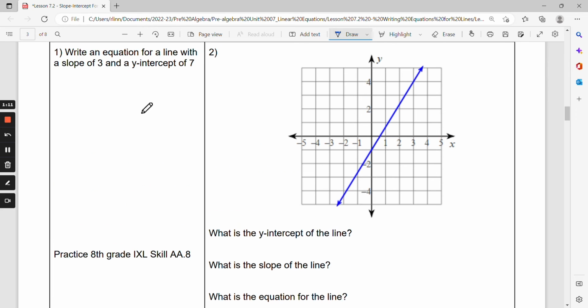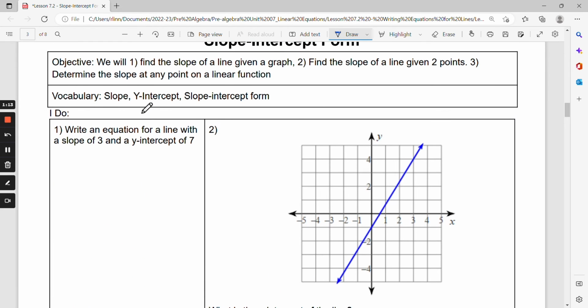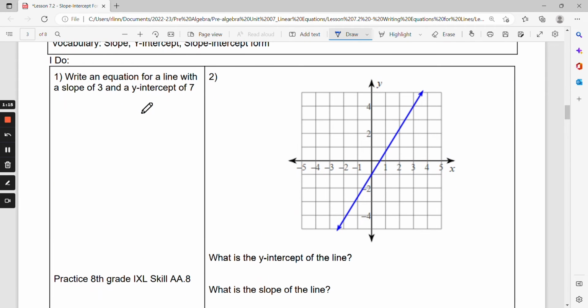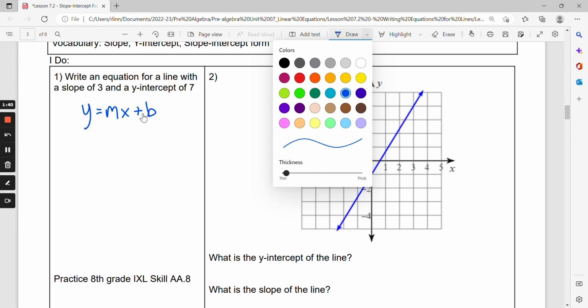So if I look up here at the first problem that I've got here, it says I'm going to write an equation for a line with a slope of 3 and a y-intercept of 7. So if I'm going to write an equation for a line, I'm always going to start out with first writing y equals mx plus b, because that's my slope-intercept form. So I'm going to start out by writing slope-intercept form. I'm going to write out the formula for slope-intercept form.